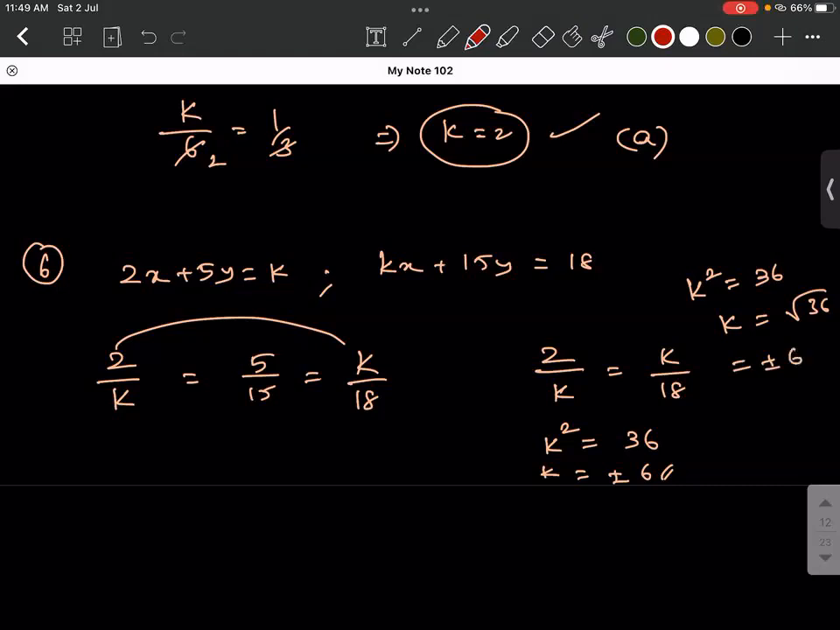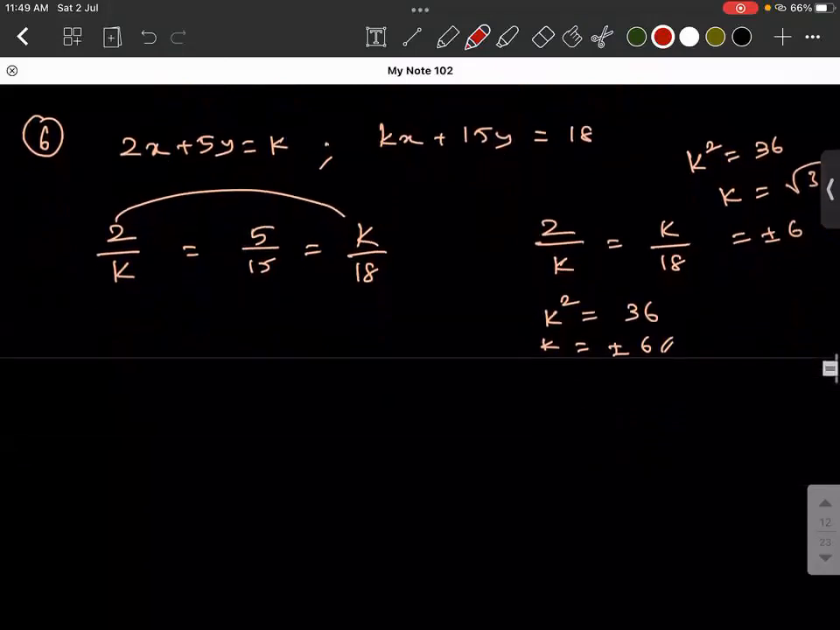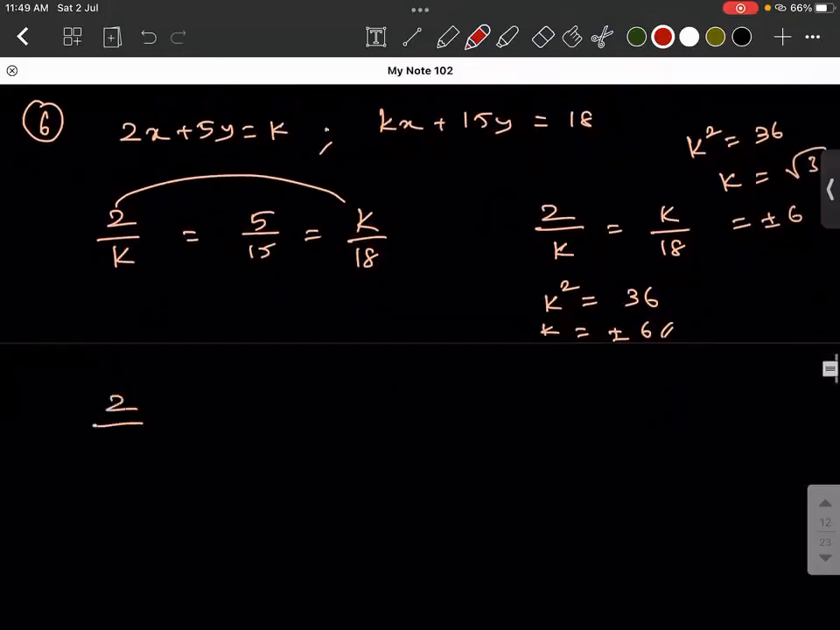Because 6 square is also 36, minus 6 square is also 36. But in this problem, I cannot write plus or minus 6 because there is a middle term that is available. So 2 by k is equal to 5 by 15, which implies 2 by k is equal to 1 by 3. So what is the value of k?